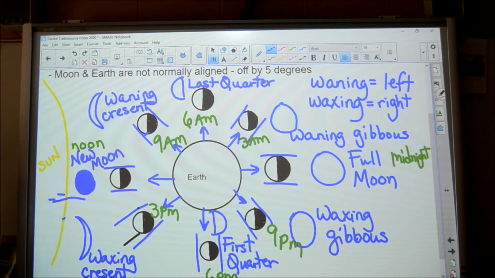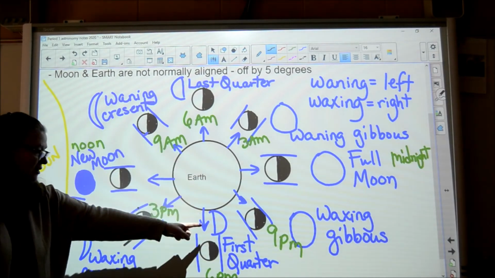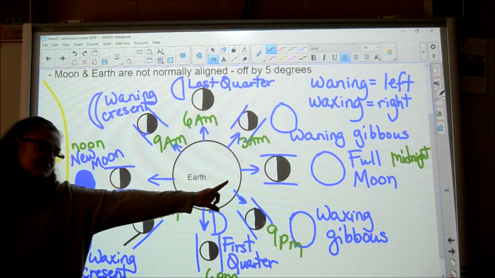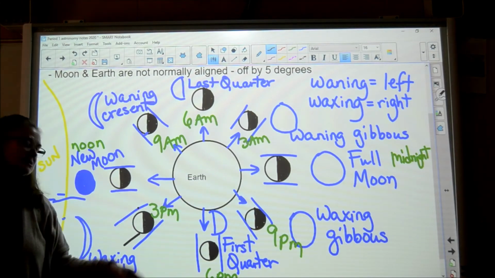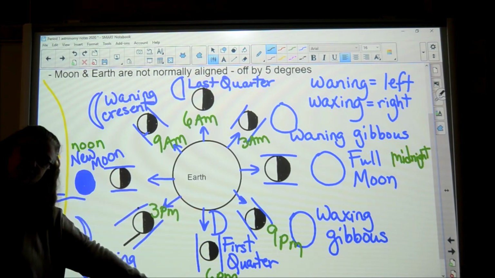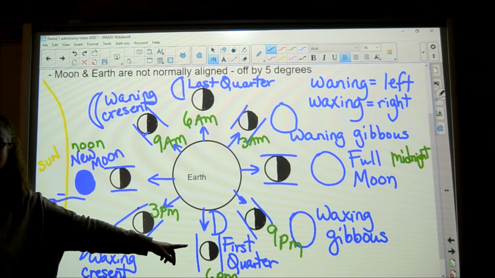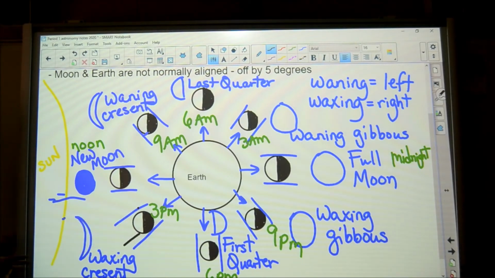Now, with my waxing crescent, that is going to hit its high point at 3 p.m. Next one, I'm on the Earth, I'm looking at the moon. There's my left, here's my right. The right side, half of it is illuminated. The right half is illuminated. That's our first quarter. That's going to peak at 6 p.m.